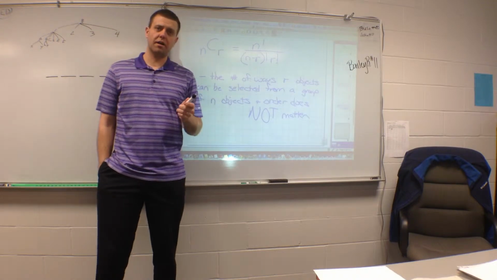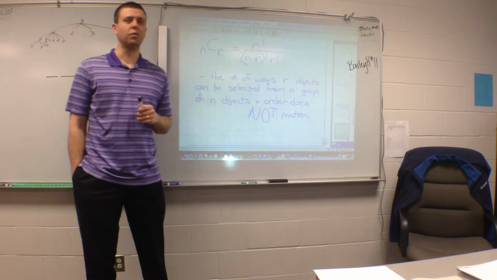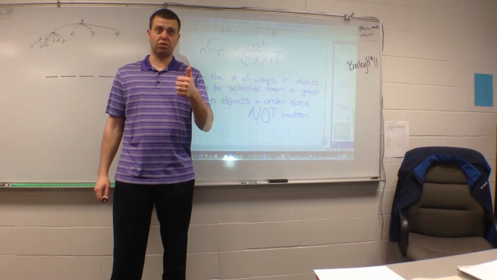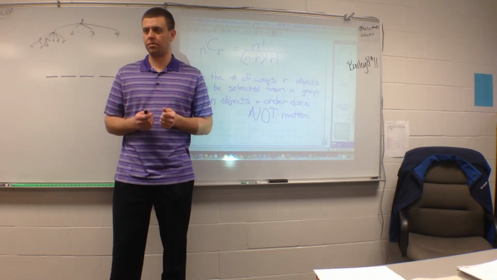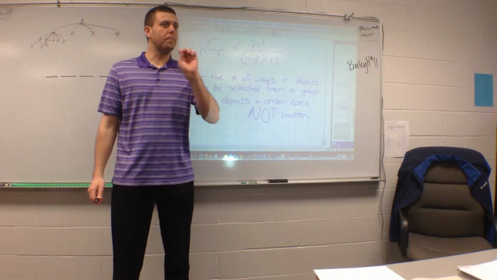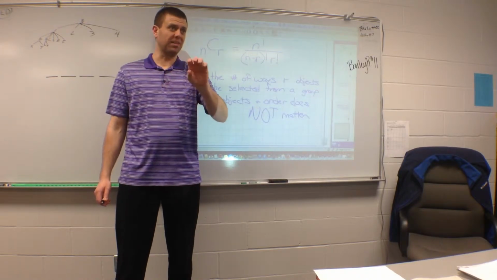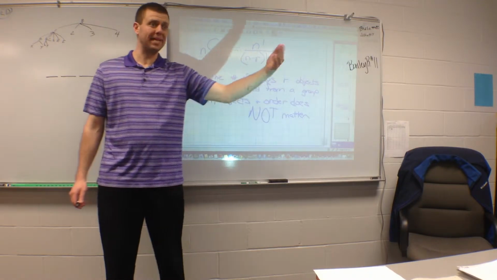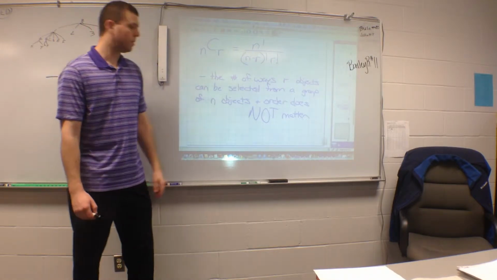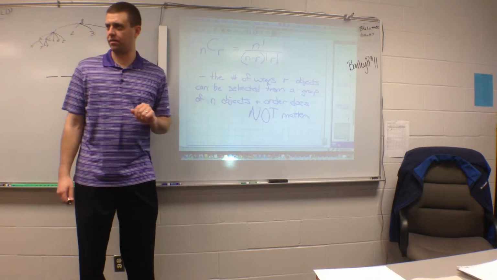So when do you use NCR? When the order does not matter. When do you use NPR? When it does. Here are some key words. Choose. Choose starts with a C. You're choosing a group of things. When you're putting something in a certain order, in a certain position, P, you're putting things in a certain place or a position, NPR. When you're just choosing a group of something where order does not matter, you use NCR.